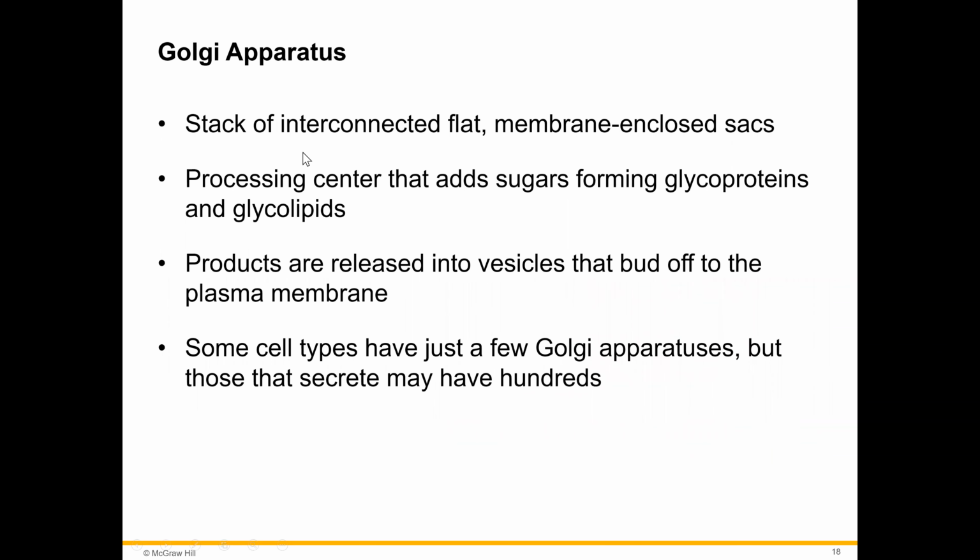Golgi apparatus, a stack of interconnected flat membrane-enclosed sacs, is a processing center that adds sugar to lipids and to proteins, forming glycoproteins and glycolipids. Products are released into vesicles that bud off to the plasma membrane. Some cell types have just a few Golgi apparatuses, but those that secrete may have hundreds.